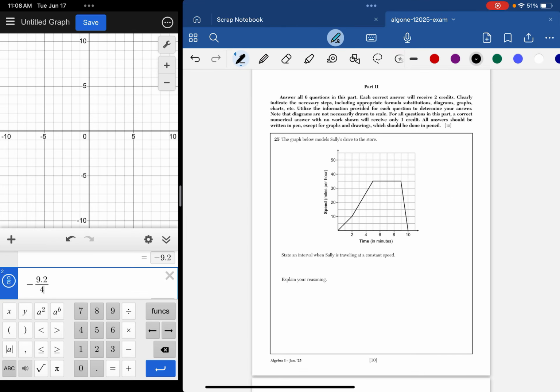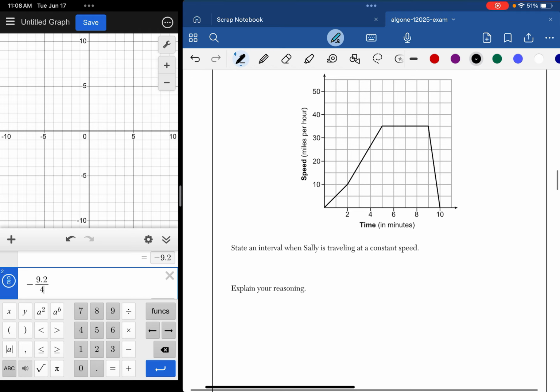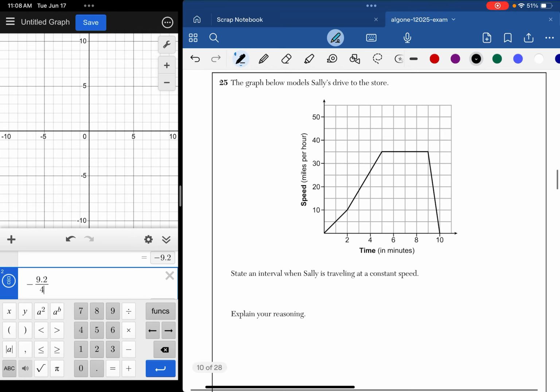All right, on to part two. So for this one, the graph is given, and this is the first question in the show all work. They get, section by section, increasingly more challenging, or at least more intricate in terms of what you have to do. So this is saying, state an interval where or when Sally is traveling at a constant speed.